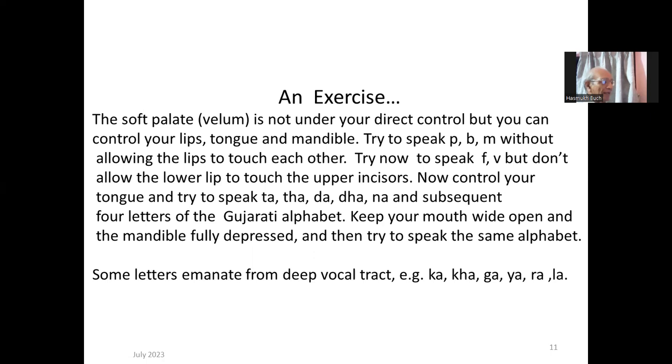Some letters emanate from the deep vocal tract. Ka, kha, ga, ya, ra, la. These are from the deep vocal tract. And that we can appreciate as we speak.